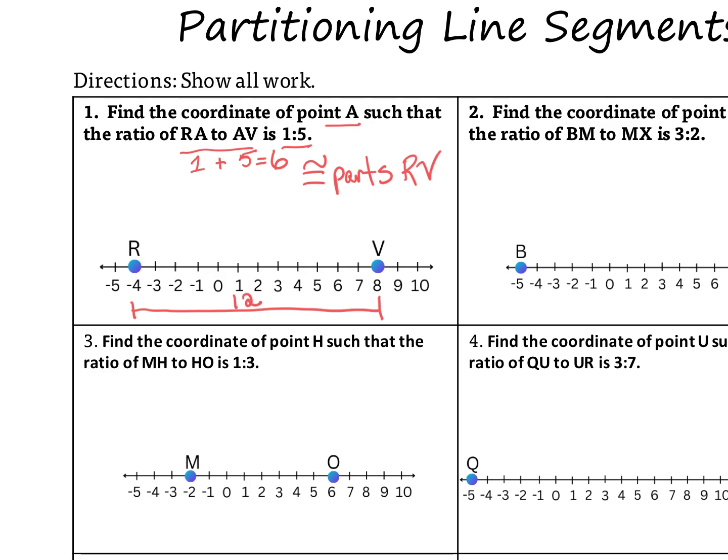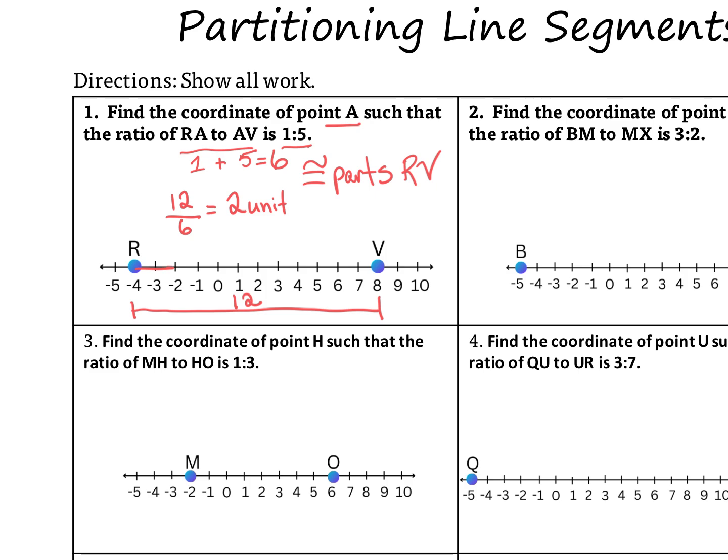Now I need to break up this line segment into 6 equal parts. So the next question is how many units will be in each equal part so that I have 6. To get that, I'm going to do 12 divided by 6, and that means each congruent part will be 2 units each.